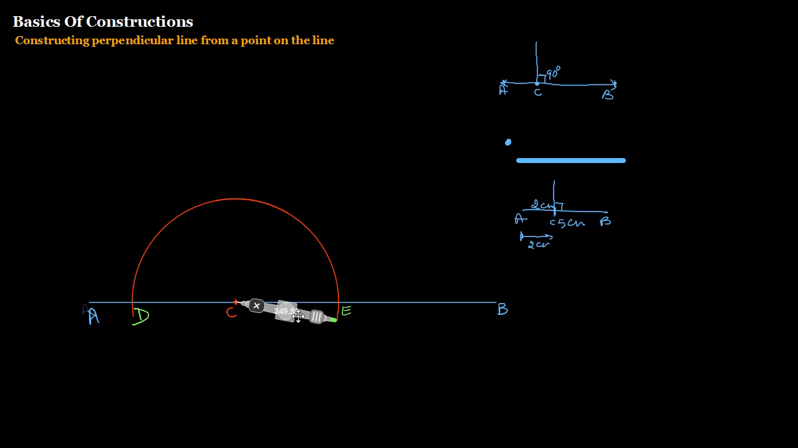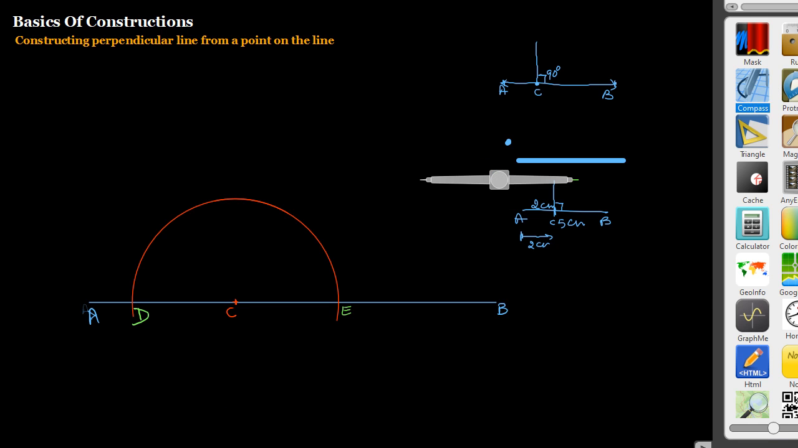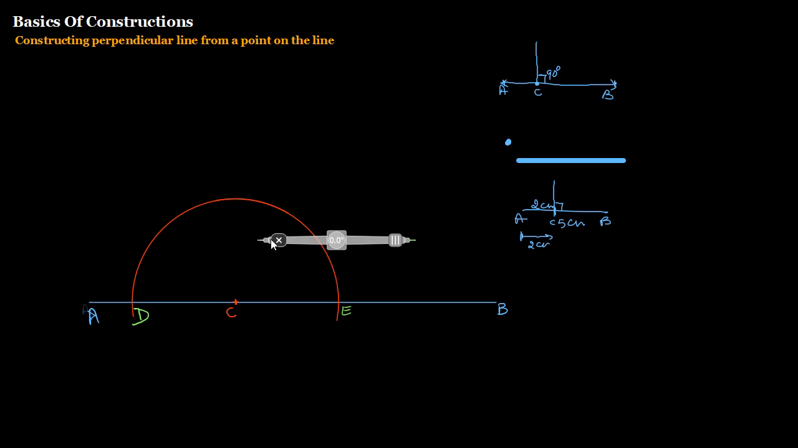So what we'll do is, I'll take my compass again. Now this time I'll take that compass and place it on D, and I'll increase the width a little bit. Place it on D and then draw an arc. Do the same thing on point E. Place the compass on point E and then again draw an arc. So you get both the arcs intersecting at a point.